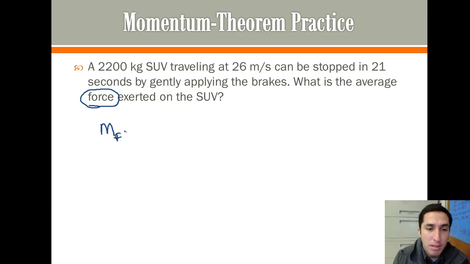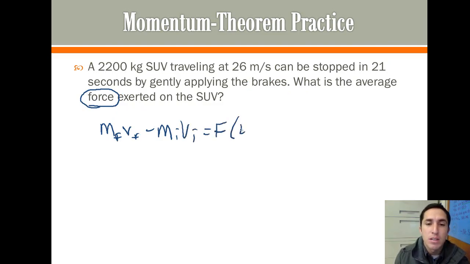You've got your mass final times your velocity final. Subtract your mass initial times velocity initial equaling force times time. Please write this down. This is your key equation. Don't use any of the other ones I just showed you. This is the mother. This one's the winner. Let's plug in some stuff.